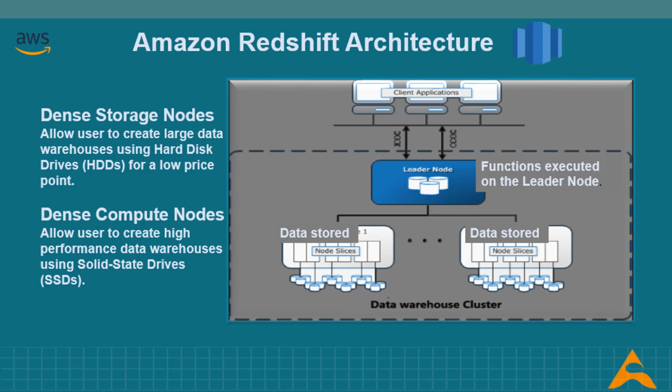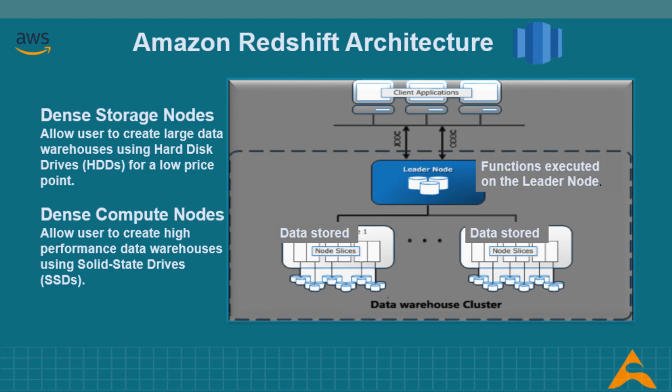Compute nodes play an important role as they are responsible for actual execution of queries and have data stored with them. They execute queries and return intermediate results to the leader node, which further aggregates the results. So there are 2 types of compute nodes available with the Redshift architecture. One is dense storage, another one is dense compute. The dense storage node allows you to create large data warehouses using hard disk drives for a low price point, whereas the dense compute node allows you to create high performance data warehouses using solid state drives.